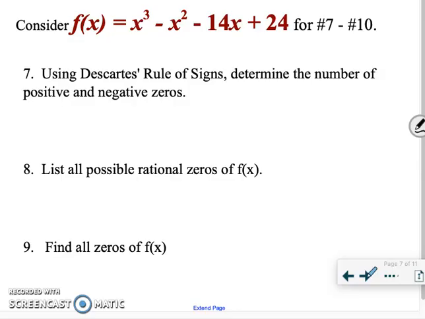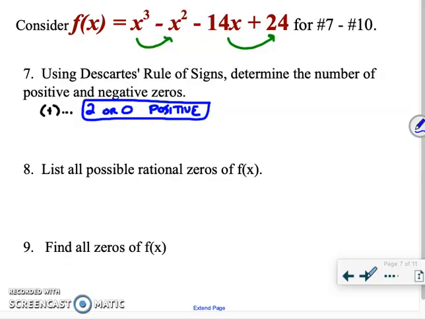All right, so back to this. We've got the function f of x equals x cubed minus x squared minus 14x plus 24. In part 7, it says to use Descartes' rule of signs to determine the number of positive and negative zeros. The number of positive zeros, hopefully we recognize, is going to be a little bit easier. All we have to do is look at f of x and find our sign changes. We went from positive to negative, stayed negative, changed to positive. With 2 sign changes, that tells me that there will be 2 or 0 positive real zeros.